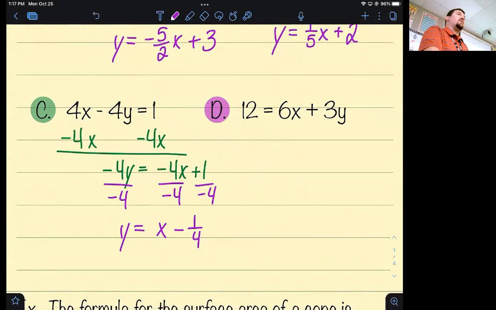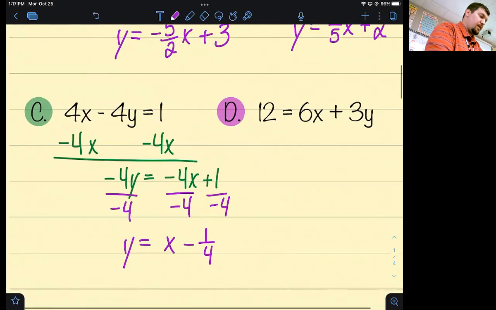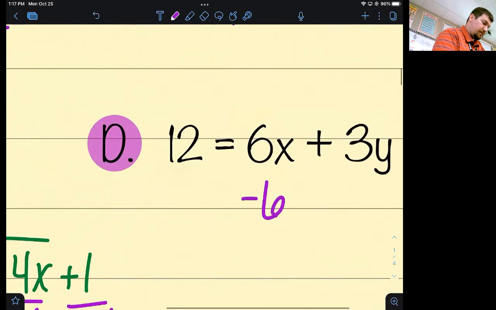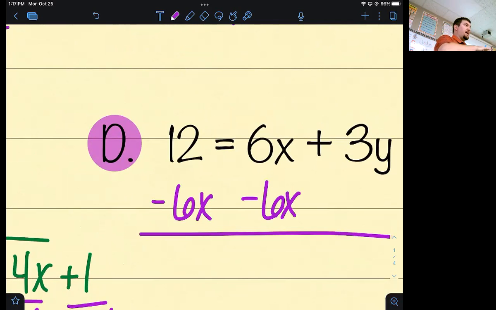Did anyone get started on the second example? Lizzie, what's the first thing you did? Subtracted 6x from both sides. Perfect. Yeah, we want to get y by itself. I typically write y on the left side. It doesn't have to be on the left side. It can be on the right side, but we definitely have to move the x term away from it.